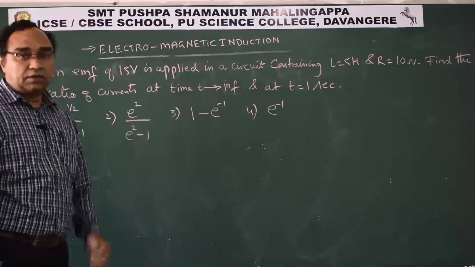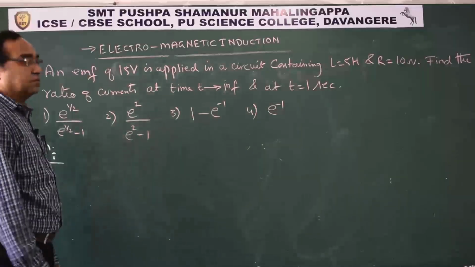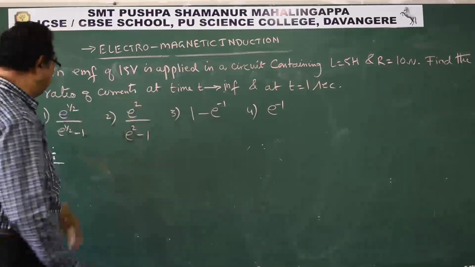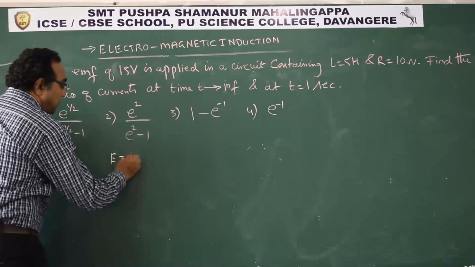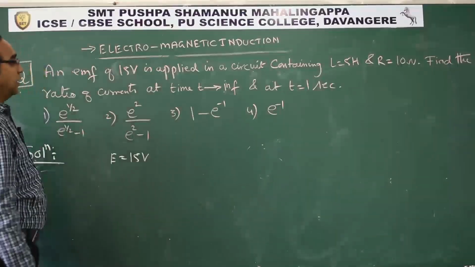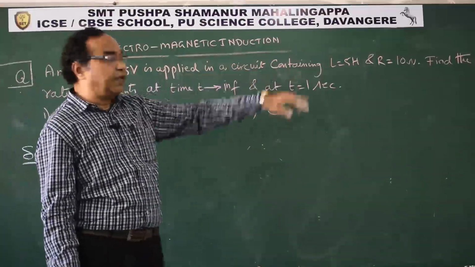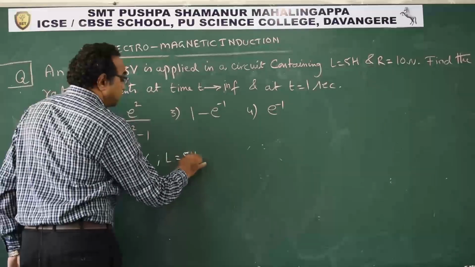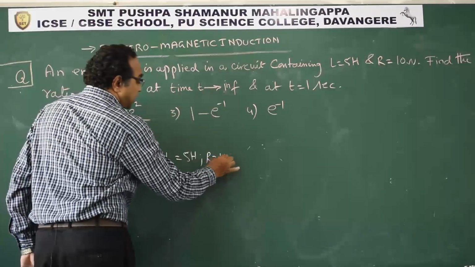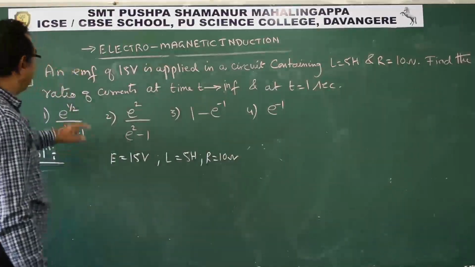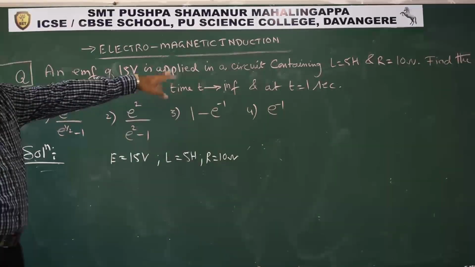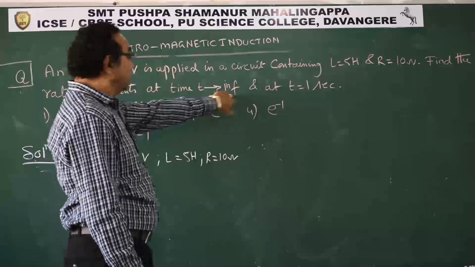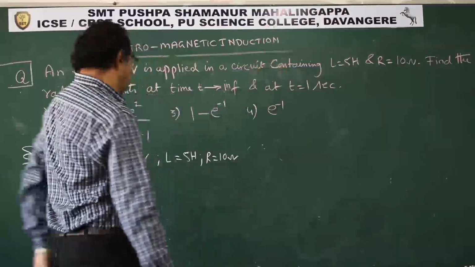Now students, a step higher. Let us try to understand this question. An EMF of 15 volt, so E is given as 15 volt, is applied in a circuit containing inductance L of 5 Henry, and R is 10 ohm. Find the ratio of current at time t tends to infinity and at t is 1 second.